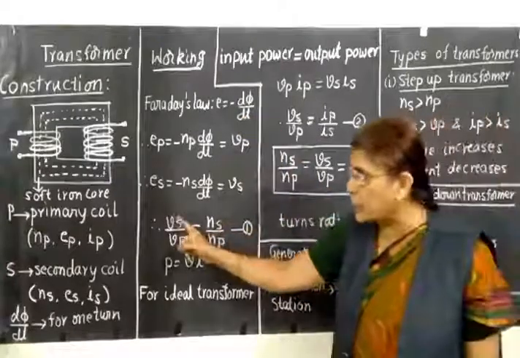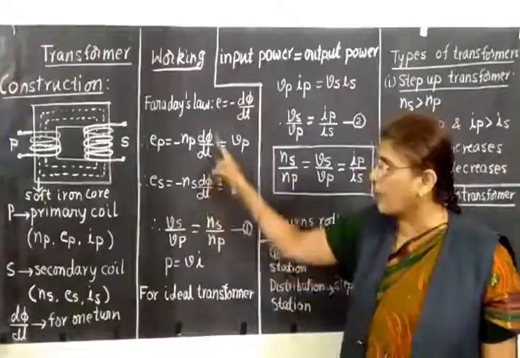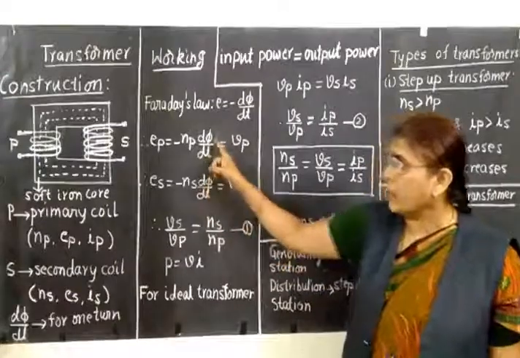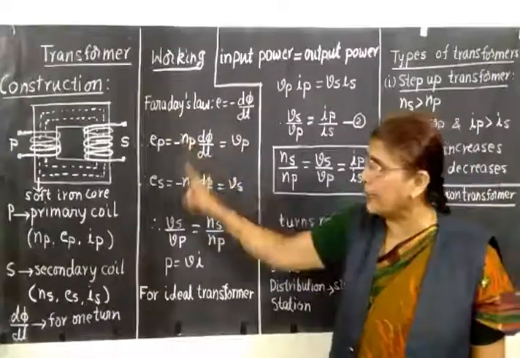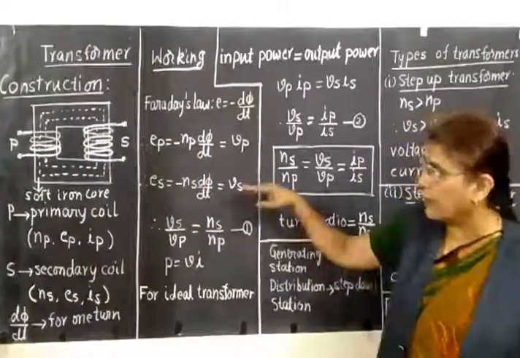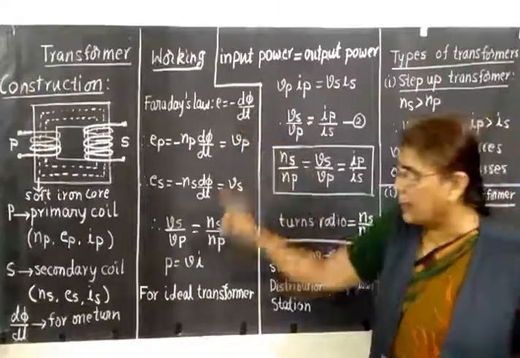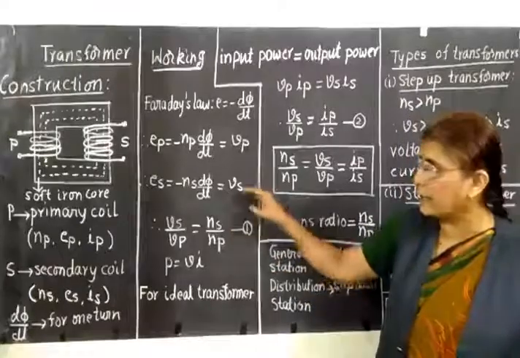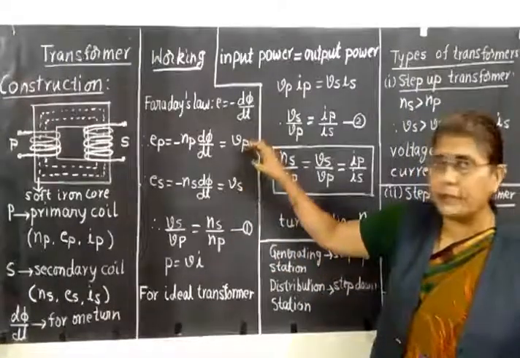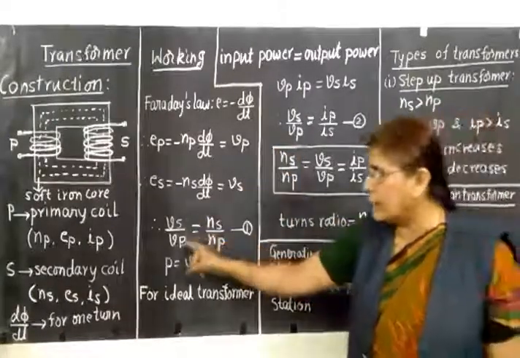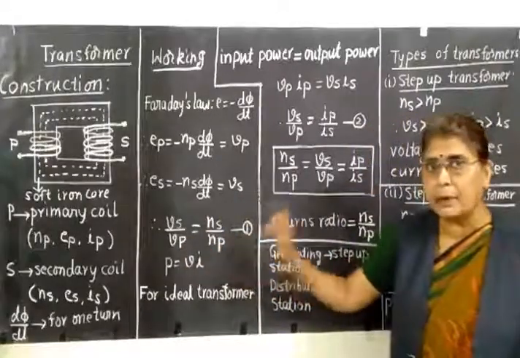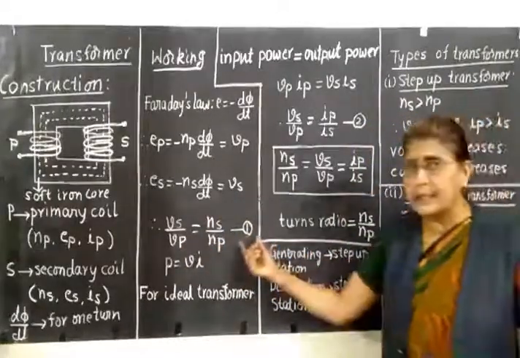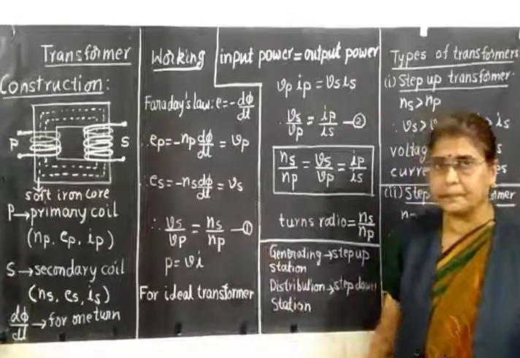If I take the ratio Vs upon Vp, the common term is d phi upon dt and the minus sign gets cancelled. So what will be the ratio Vs upon Vp? Vs upon Vp will be nothing but Ns upon Np. Dividing the equation for Vs by the equation for Vp, you will get Vs upon Vp is equal to Ns upon Np. So let us call this equation 1.